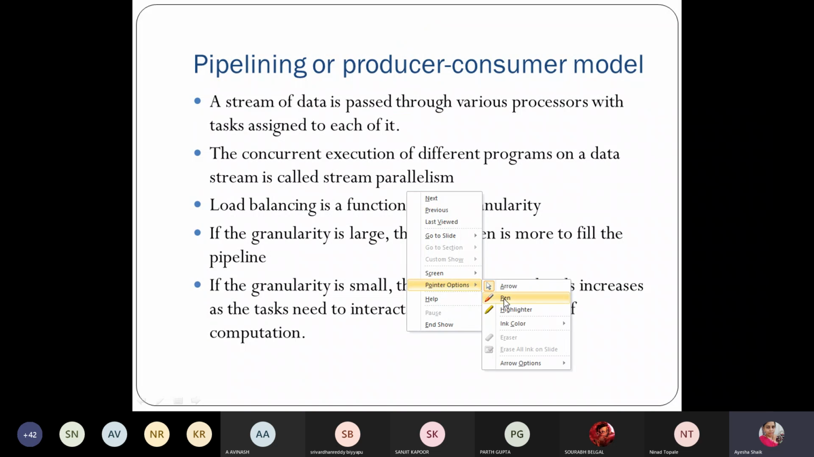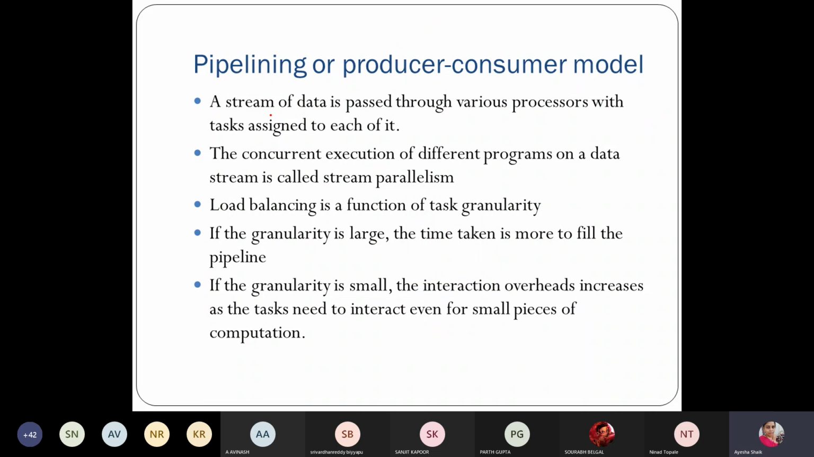Then coming to the producer-consumer model, here we have a stream of data which is passed through various processes with a task assigned to each of them. The concurrent execution of different programs on a data stream is called stream parallelism. The load balancing is a function of task granularity. If the granularity is large, the time for filling the pipeline will be high. If the granularity is small, the interaction overheads will increase because the interaction will be more.